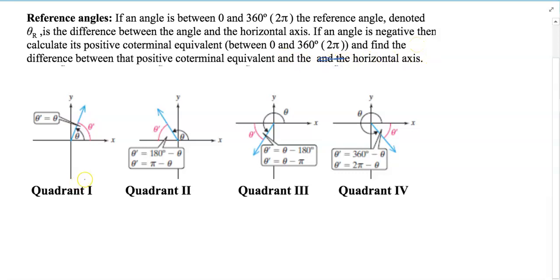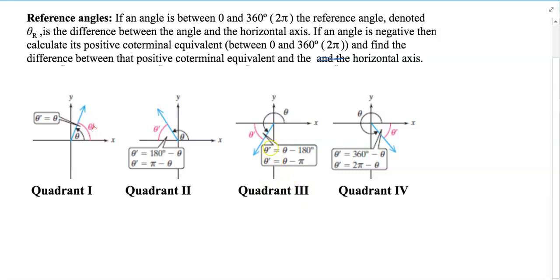Here are some rules. In quadrant 1, our reference angle is the same as our angle, because we're just subtracting x equals 0 from the angle itself. In quadrant 2, we're relating it to the 180 degree line. So it's 180 degrees minus theta, or pi radians minus theta. That is our reference angle.